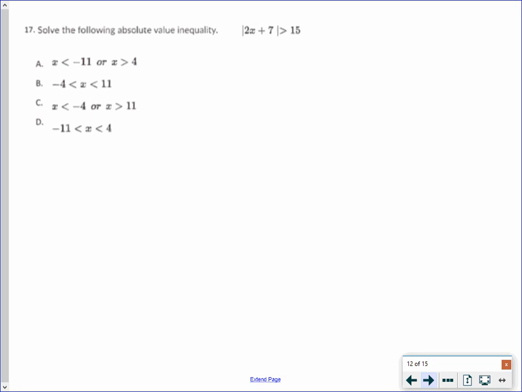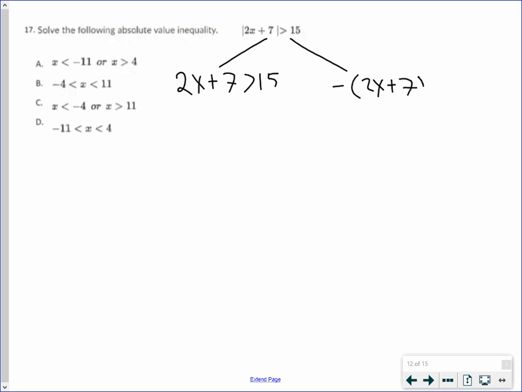All right, number 17, we're going to do the same thing. We're solving an absolute value inequality. Let's hope I don't mess up this time. The absolute value is isolated already, so we can go ahead and set up our two scenarios. When 2x plus 7 is positive, and when it's negative. So we have 2x plus 7 is greater than 15. Not off to a good start. That's greater than 15, and negative 2x plus 7 is greater than 15. So let's go ahead and solve the positive side first, the left side.